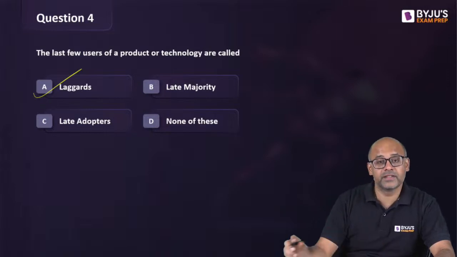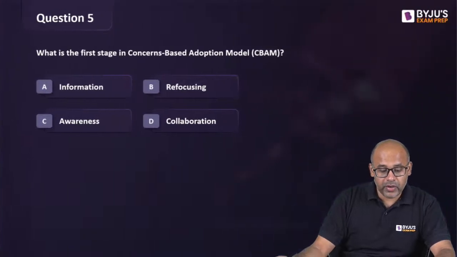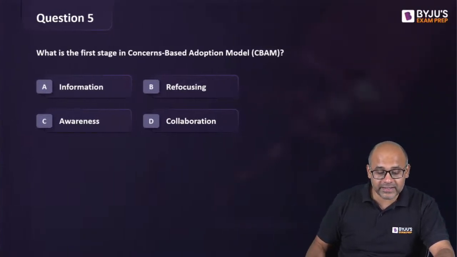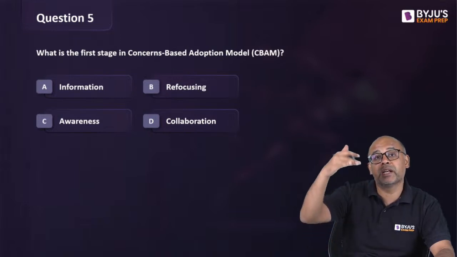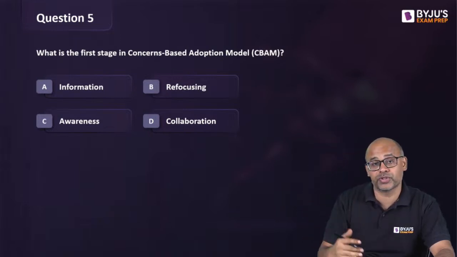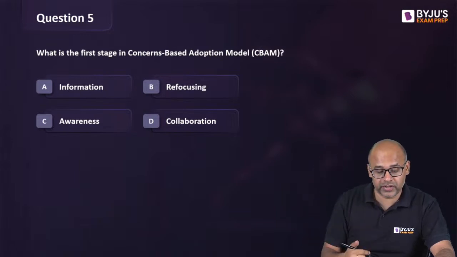Very good. Laggards. Very good, Mayank. Next question. What is the first stage in the concerns-based adoption model? If you remember, there was a pyramid model we have seen, with multiple stages. What is the first stage, the bottommost? The stages start from bottom to top. Okay, what is the bottommost stage?